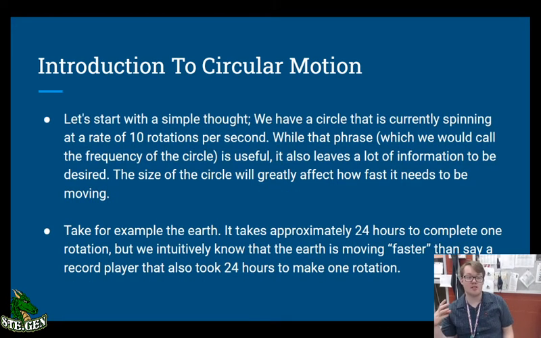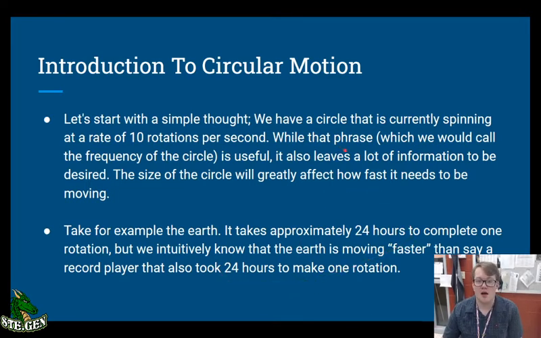You have a circle that is currently spinning 10 rotations per second. We may think that that's like a distance, kind of. So that's a good speed or velocity unit. And really it's useful, but it leaves a lot of information out. And we can prove this because the size of the circle really greatly affects it.